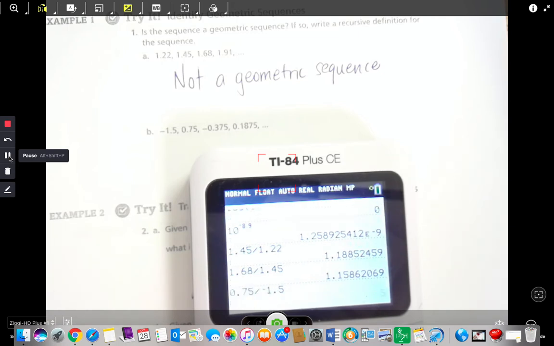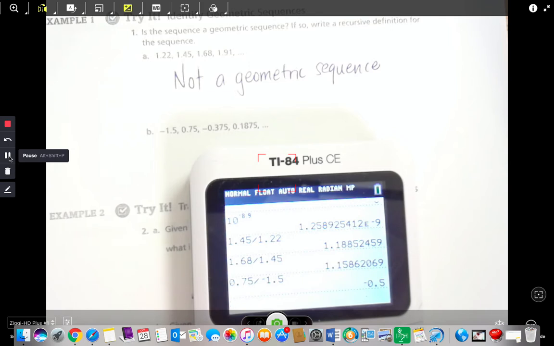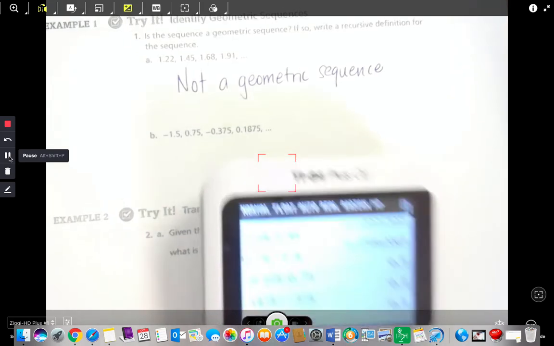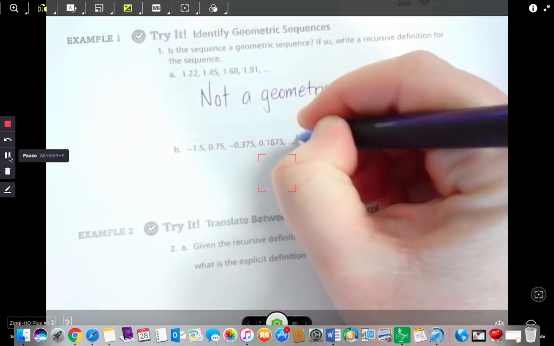0.75 divided by negative 1.5 is negative 1/2. Negative 0.375 divided by 0.75 is again negative 1/2. So do you see how that's the same ratio? 1.875 divided by negative 0.375 is again negative 1/2. So yes, it is geometric.